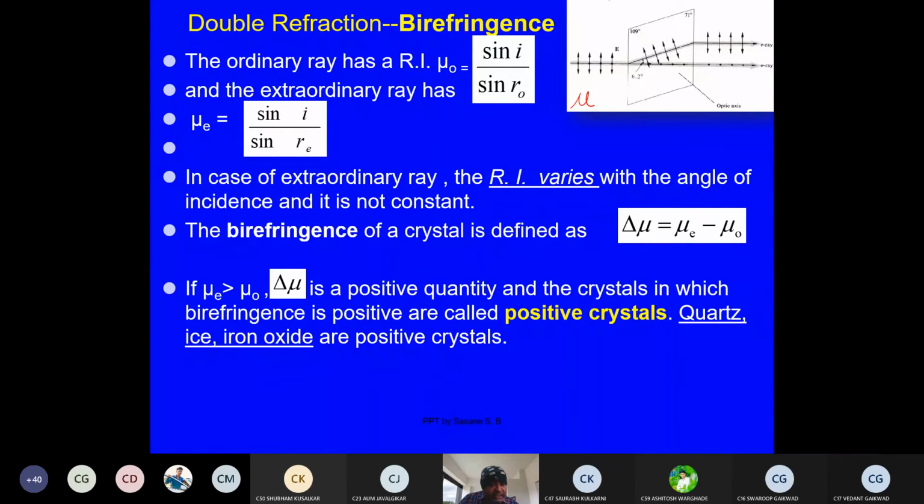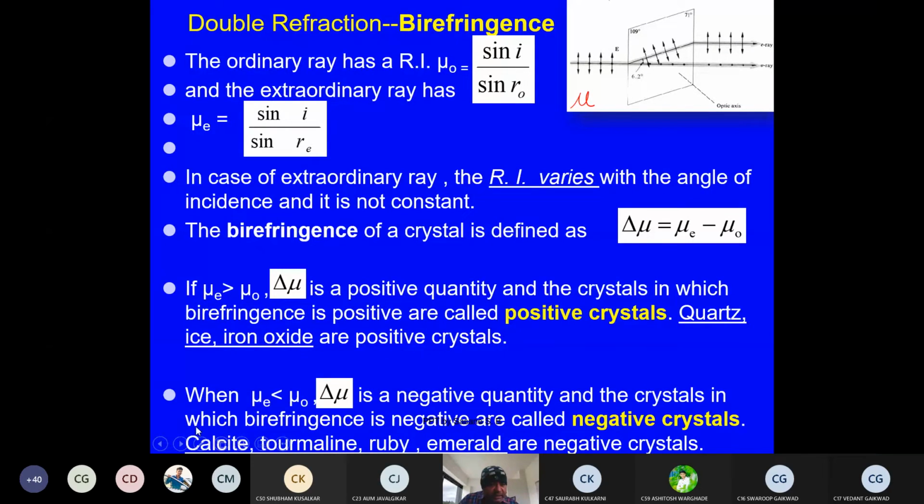Exactly opposite is a negative crystal. When mu e is less than mu o, then delta mu, the difference, will be negative, and the crystals in which delta mu, that is birefringence, is negative are called negative crystals. Examples are calcite, tourmaline, ruby, emerald.